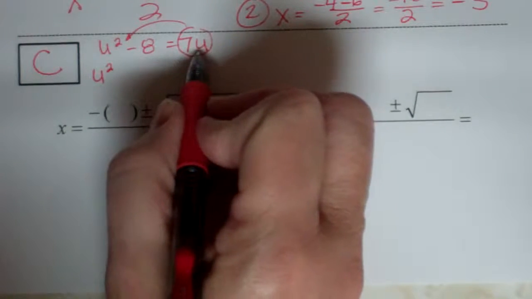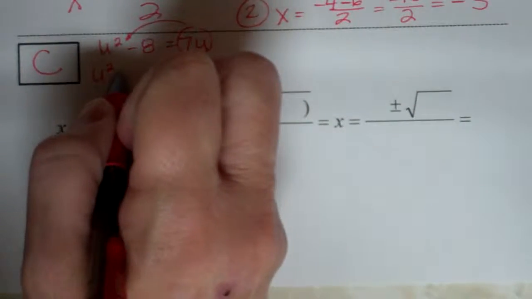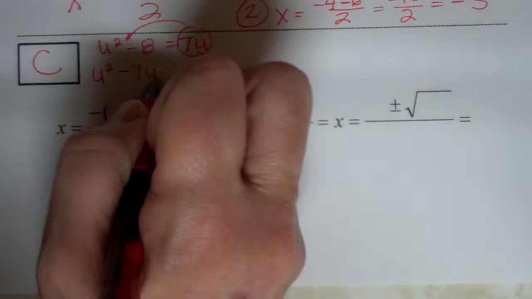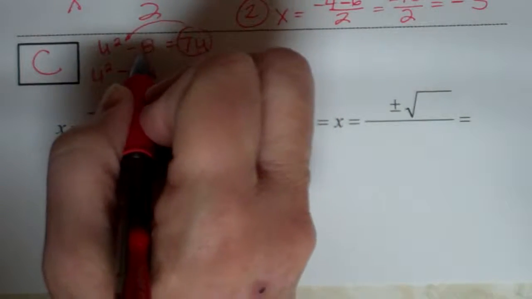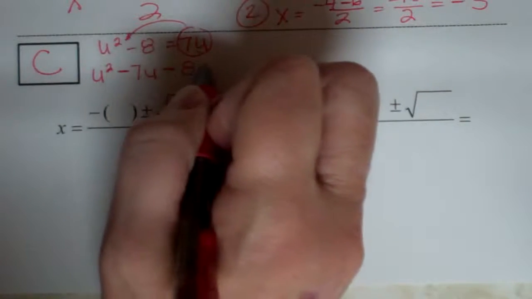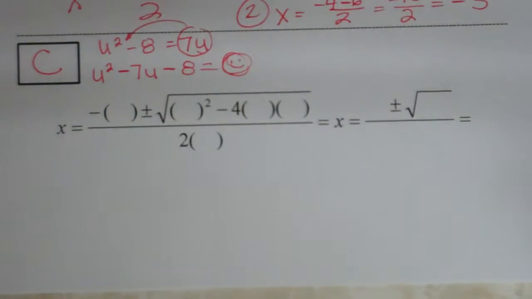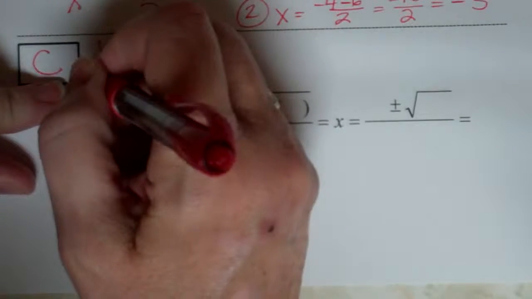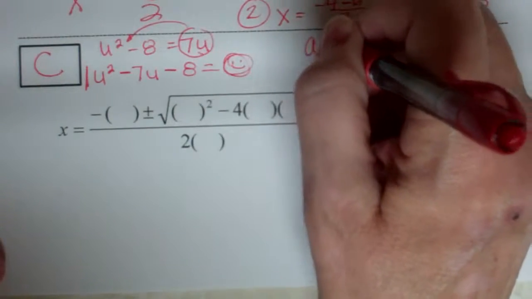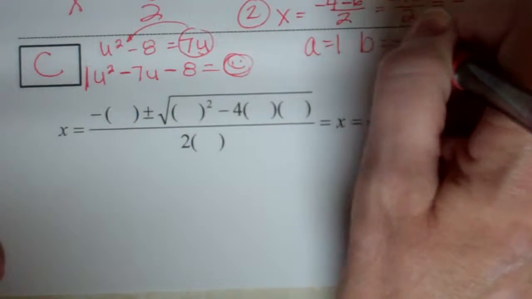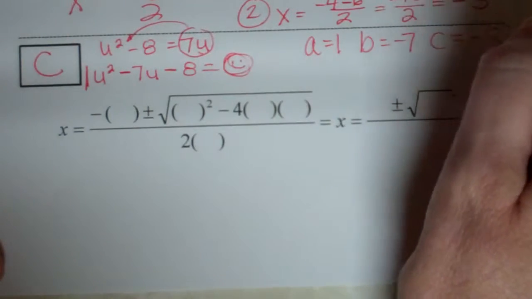This is positive 7u on the right hand side, so it'll be minus 7u on the left hand side of this equation. This negative 8 is staying on this side, so it keeps its sign, equal to 0. Our lovely hero. Okay, so now there's an understood 1 here, so a is equal to 1, b is equal to negative 7, c is equal to negative 8.